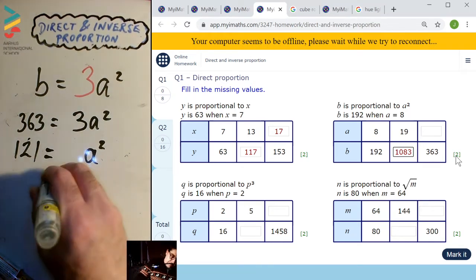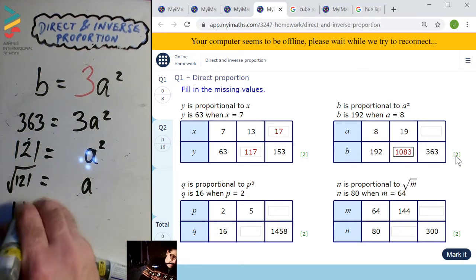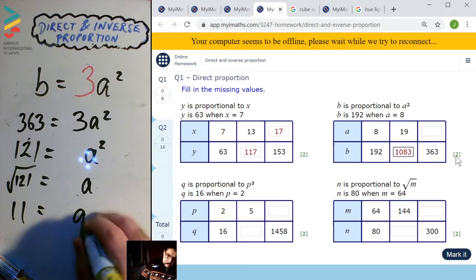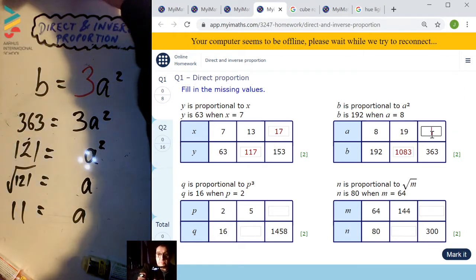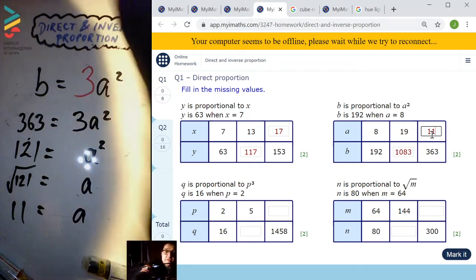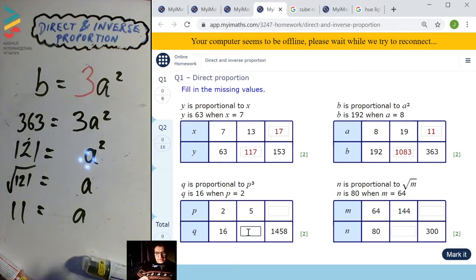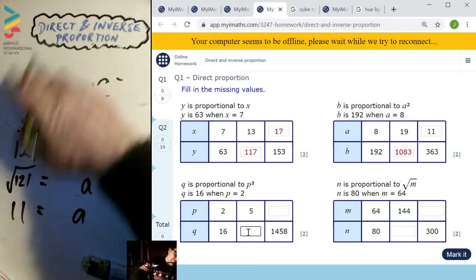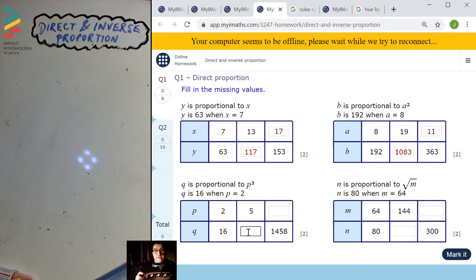So a has got to be the square root of 121, and that's looking promising because we know that's going to come out to exactly 11. That's a nice round number, so it seems like it might be a reasonable answer, given that these questions are often constructed in such a way that the answers come out nicely.